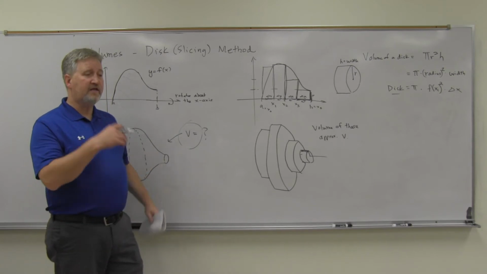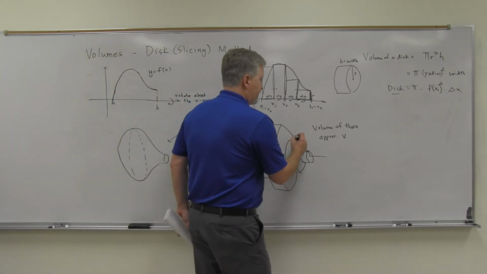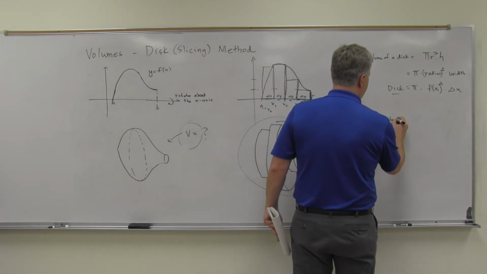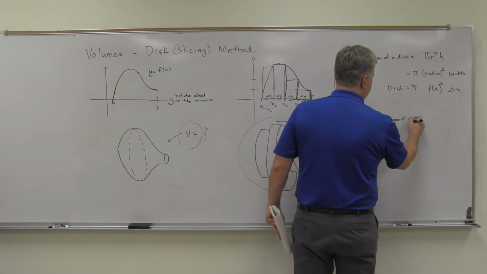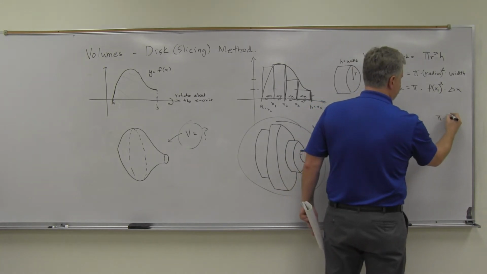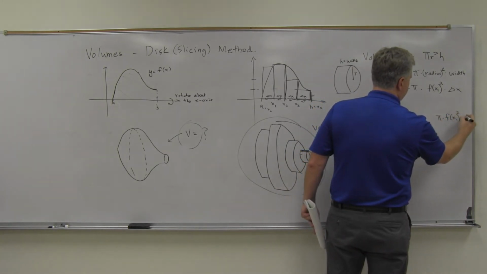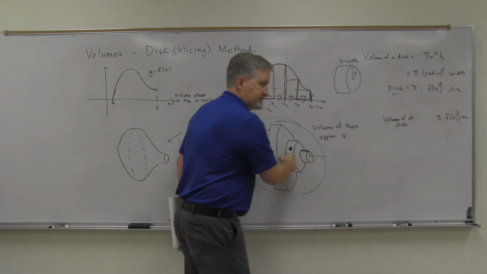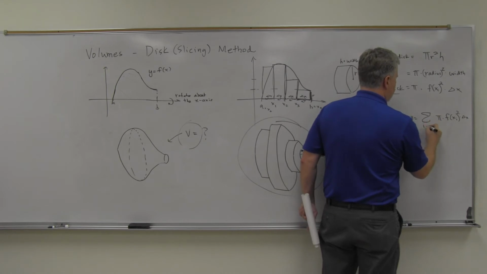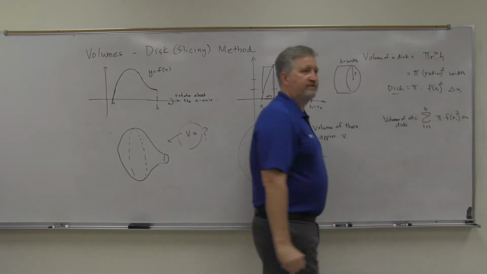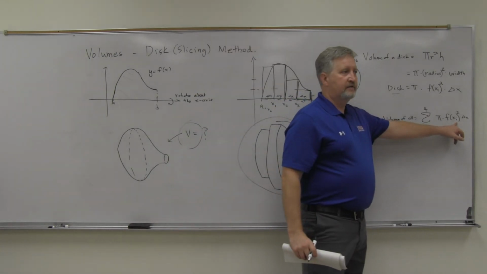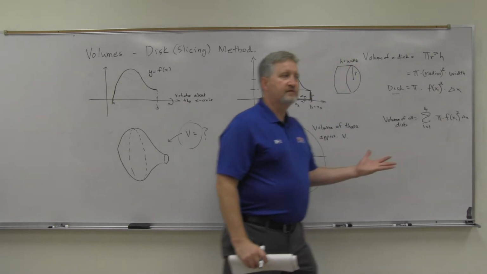Well, what's the volume of this whole thing? So the volume of all the disks would be every one of those. I would just add up this one plus this one plus this one plus this one. Well, the easy way to do that is to say it's the sum, i equals 1 to 4, since I've got 4 here. Add up all of those, plugging the x sub i into your function. See where that comes from?